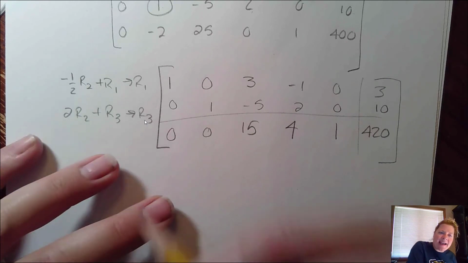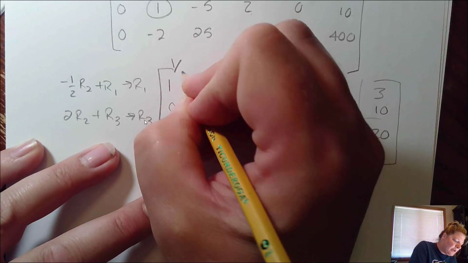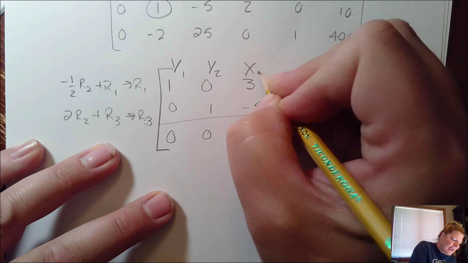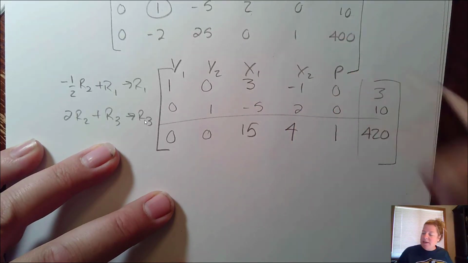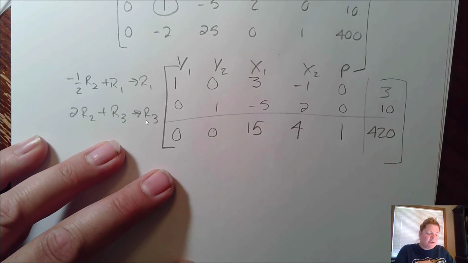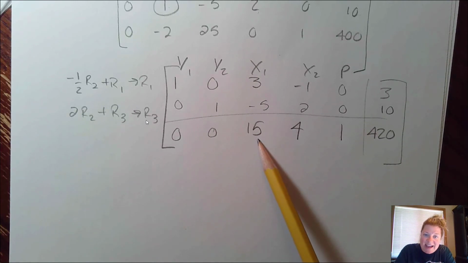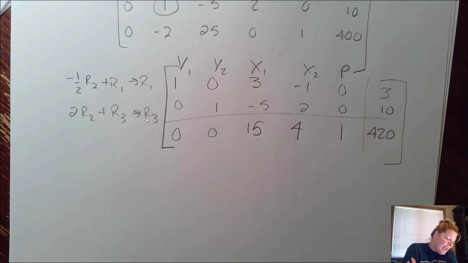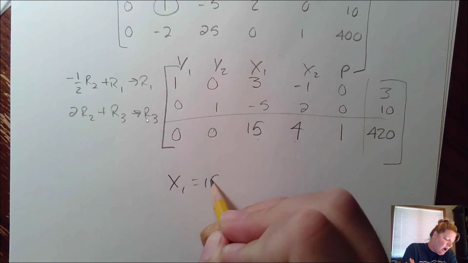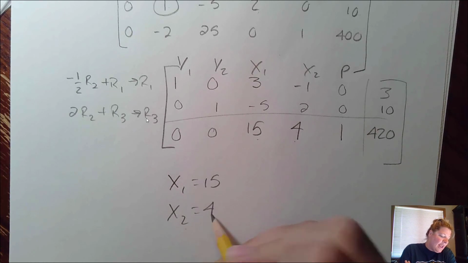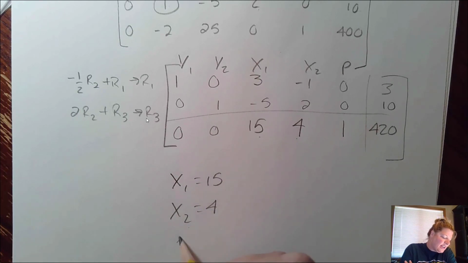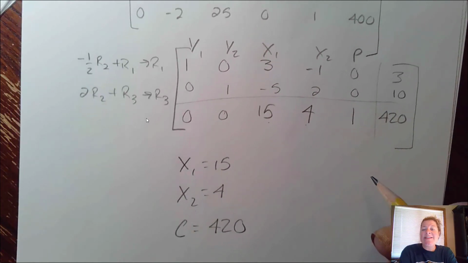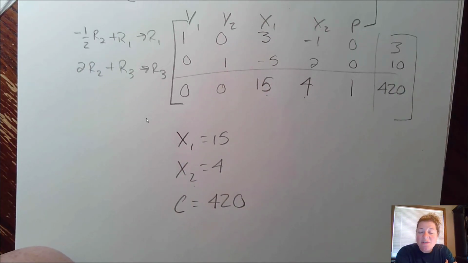Here's where we got to look back at the solution. This is y1, y2, x1, x2, p. So here is the solution. The solution is the slack in x1 and the slack in x2. So our actual x1 is going to equal 15, our x2 is going to equal 4, and our cost is going to equal 420. And that is going to end up being your answer to the original problem.